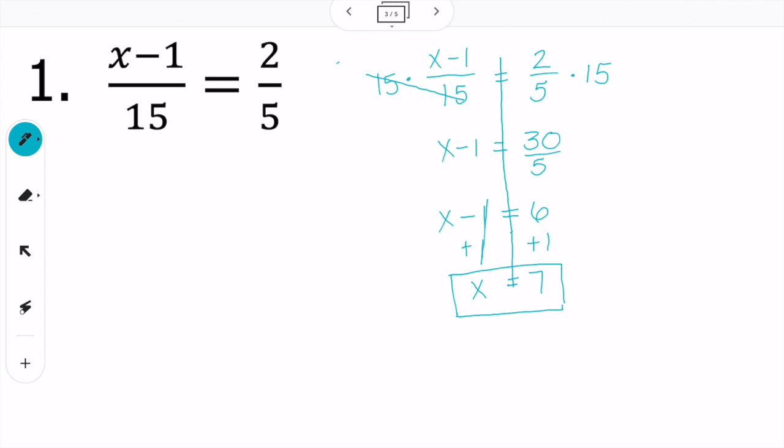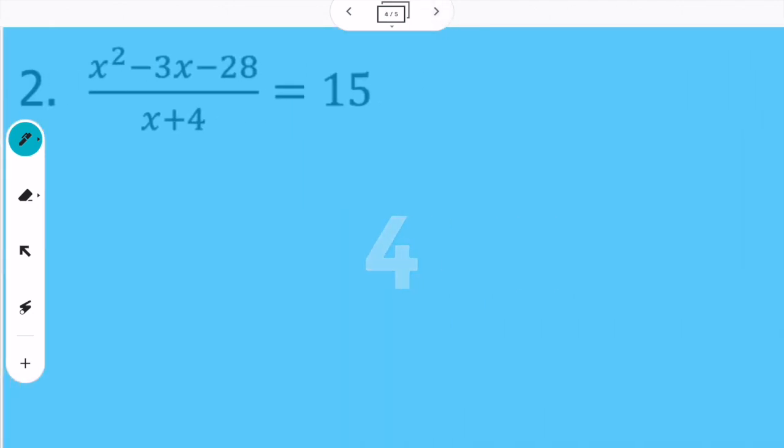It's always a good idea to plug it back in. I can do it in my head. I know 7 minus 1 is 6. 6 over 15 is the same as 2/5. It's just a reduced fraction. So I can confirm that that works. Let's look at another one.